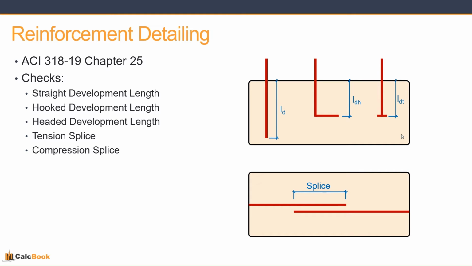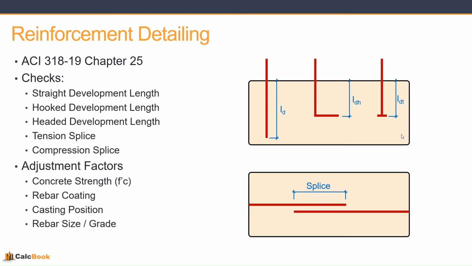There's a lot of different inputs to get those numbers right. Some things we can change: concrete strength, rebar coating, casting position, and then obviously the rebar size and grade. And that will give us the distances required to achieve the full strength of the reinforcement.